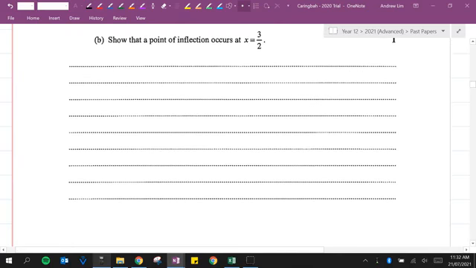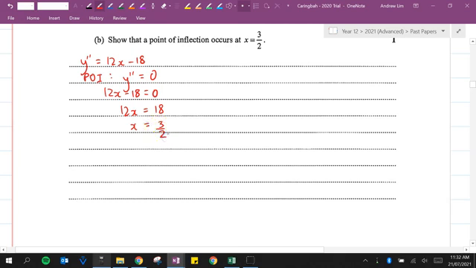Question B. Show that a point of inflection occurs at x is equal to 3 on 2. So a point of inflection is when f double dash of x or y double dash is equal to 0. We've already worked out that y double dash is equal to 12x minus 18. So the point of inflection is when y double dash is equal to 0. So 12x minus 18 is equal to 0, 12x is equal to 18, x is equal to 3 over 2.